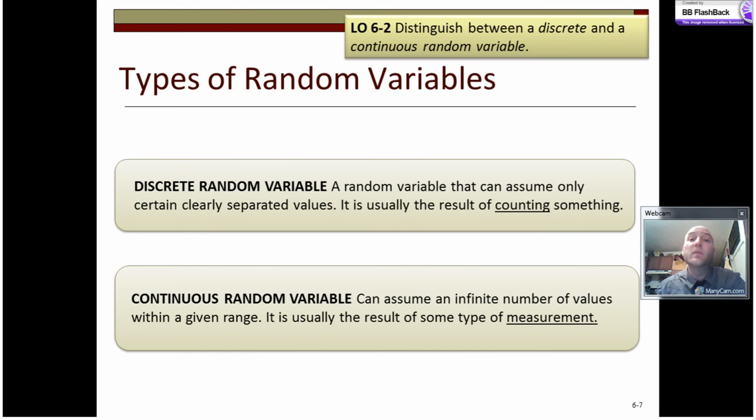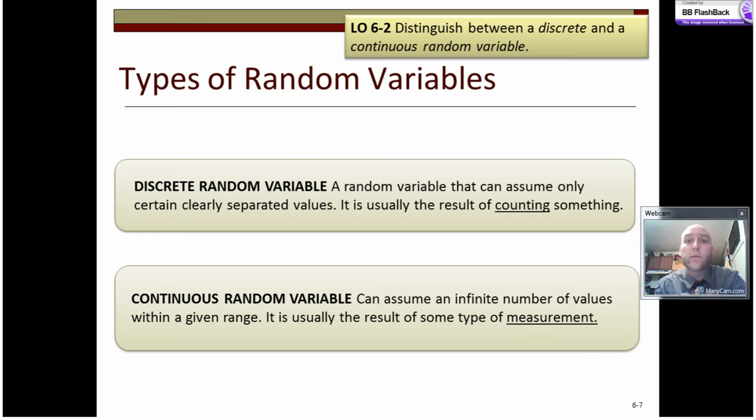There are 2 different types of random variables. Here in chapter 6, we're going to stick exclusively to discrete random variables, things that we can count. That allows us to look at the binomial probability distribution. A discrete random variable can only assume clearly separated values, usually as the result of counting something.